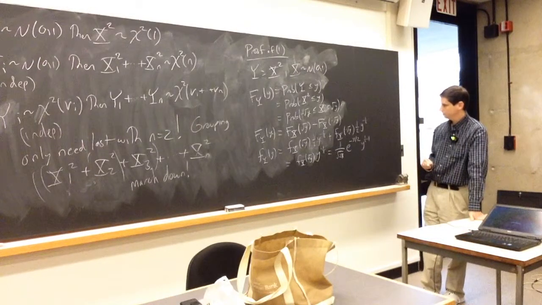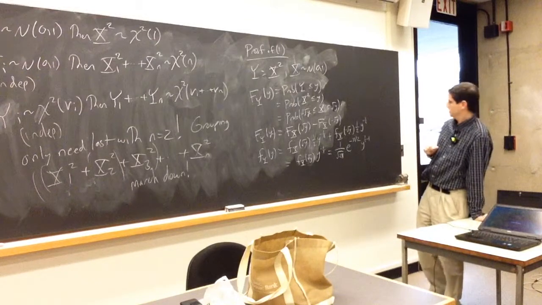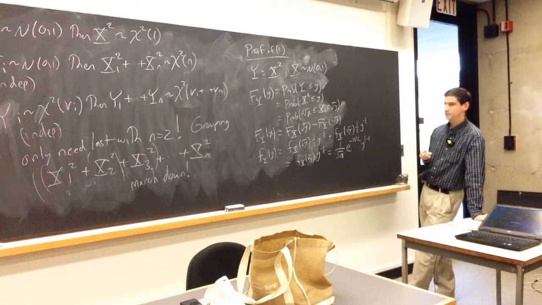Let's see, is that how I want to write it? Let me think for a second. I'm trying to do this as a chi-squared. Yes, I want to write it like that. And that will be my density.